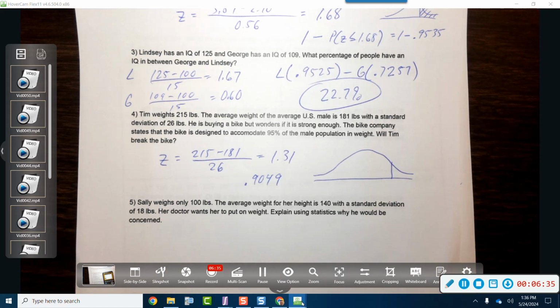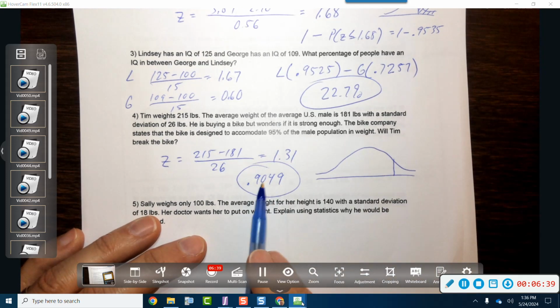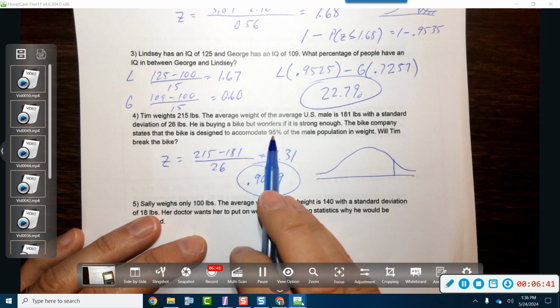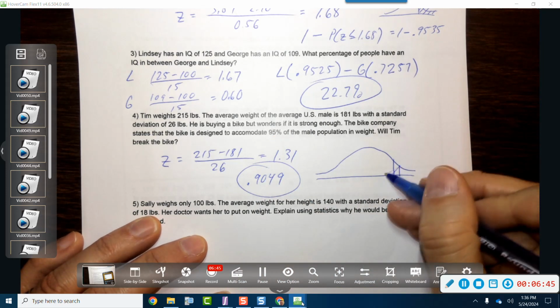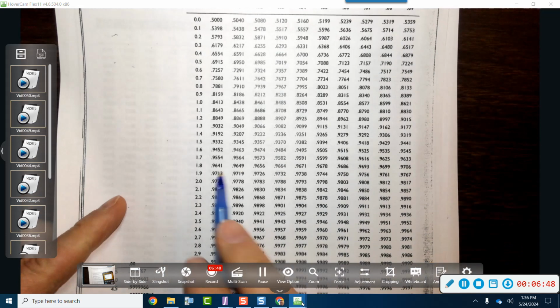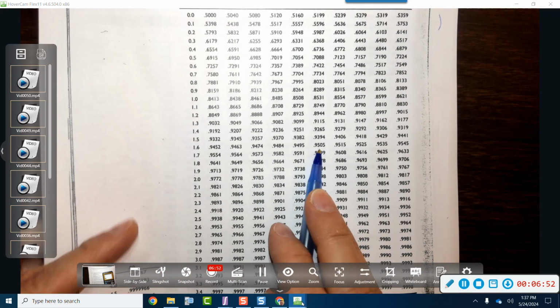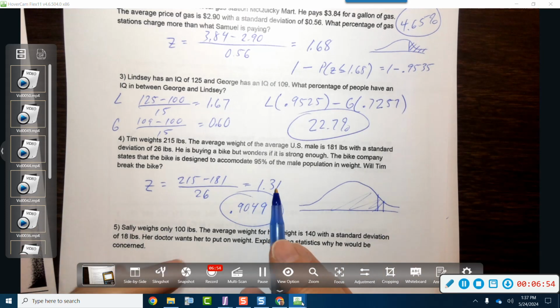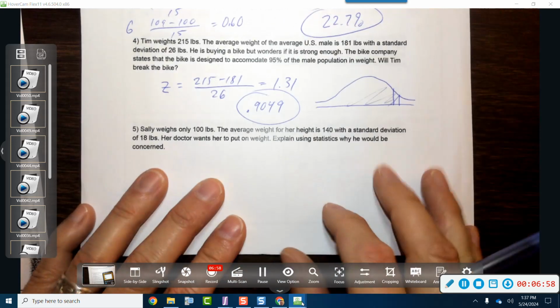He can, because he's basically scoring right there, and they said they'll account for 95. So he just made it. 95 would have taken us to about right there. So 1.65. He could have gotten up to 1.65, and then it would have been no good. He would not have been able to do it.